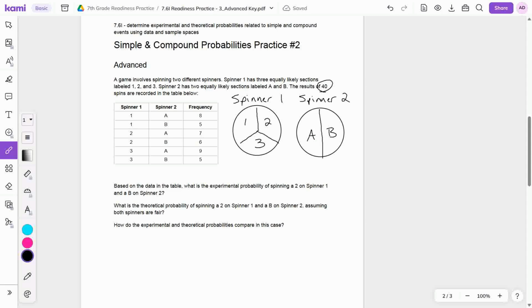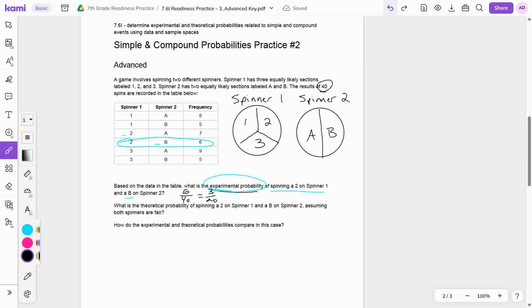What is the experimental probability of spinning a 2 on spinner 1 and then a B on spinner 2? So let's look. I'll make it blue here. On this one, we're going to spin a 2 on spinner 1, so that's these two right here. And then a B on spinner 2, that's this one right here. So I'm looking at this outcome right here. Let's make that blue. How many is it? Well, it's 6 results out of 40. So we still need to simplify. We could say 3 out of 20.